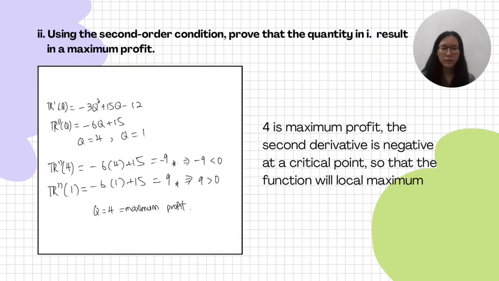So the next question asks us to use the second order condition to prove that the quantity we found results in a maximum profit. So we use the second derivative and we get minus 6q plus 50. And we substitute q equals 4 and q equals 1 into this. So we got that when q equals 4, the second derivative equals negative 19, which is less than 0. And when q equals 1, the second derivative equals 9, which is more than 0. So 4 is the maximum profit.